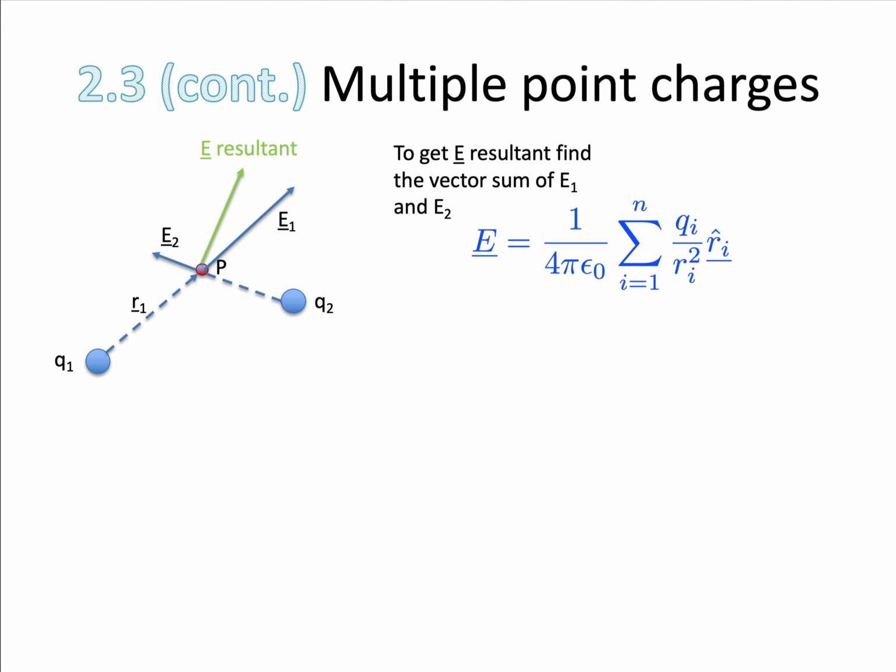So in this case, n equals 2, so we do the summation for i equals 1 and then for i equals 2. And what direction will the R1 unit vector be in this case? That will be from the charge to the point.